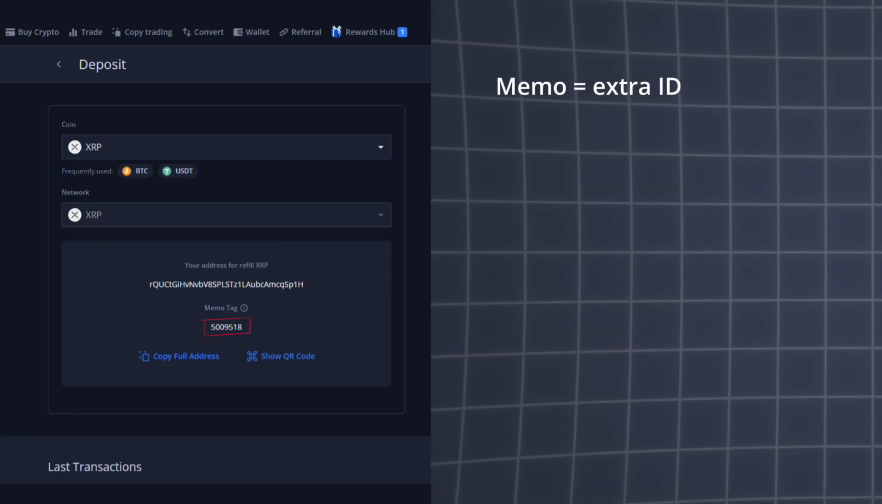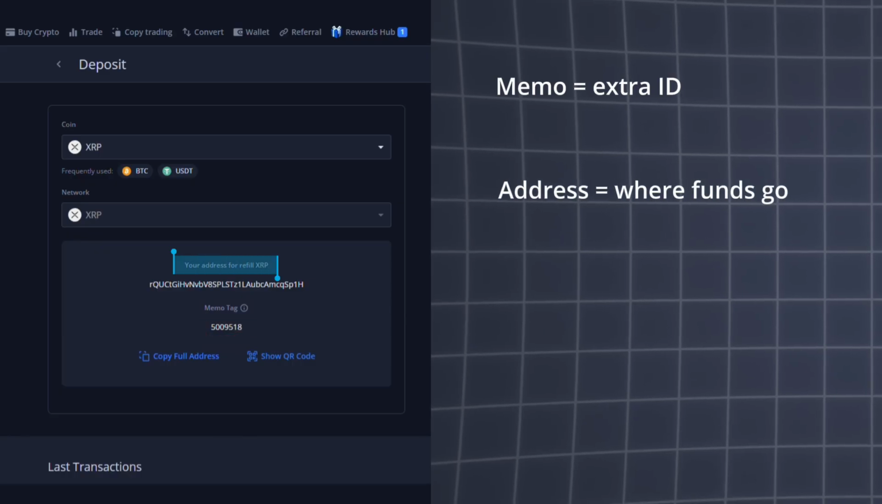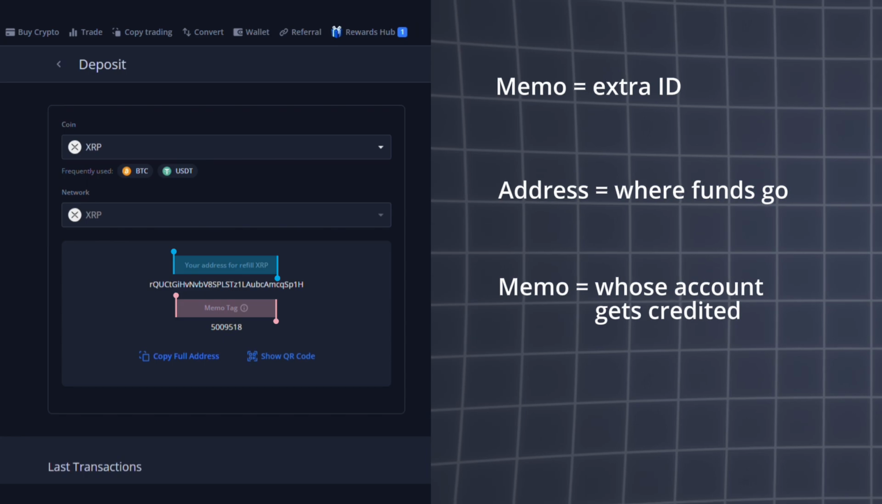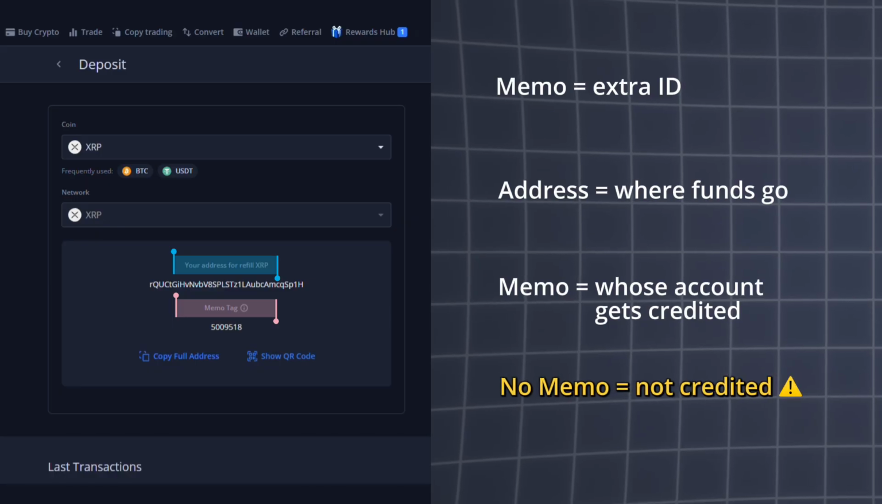A memo is an extra ID. It tells the exchange that this deposit belongs to your account. The address tells the system where the funds go. The memo tells the system who should receive them inside the platform. So if the memo is missing, the funds may still reach the exchange wallet, but they may not be credited to your account automatically. This is what makes the mistake so frustrating.